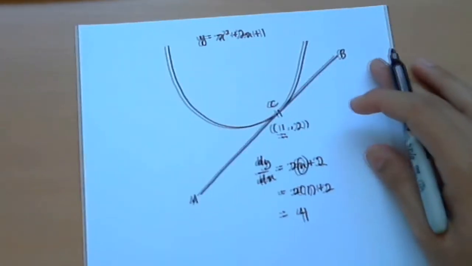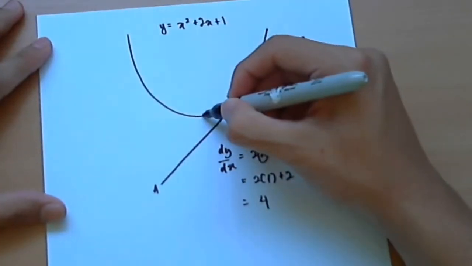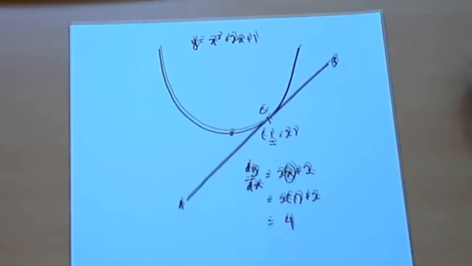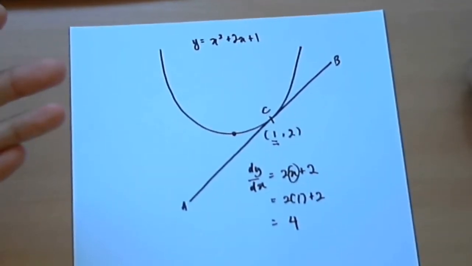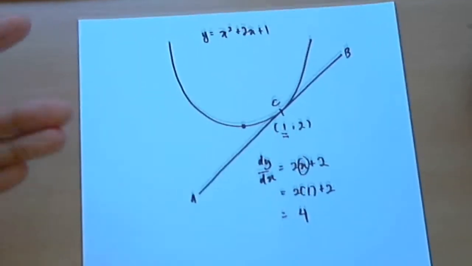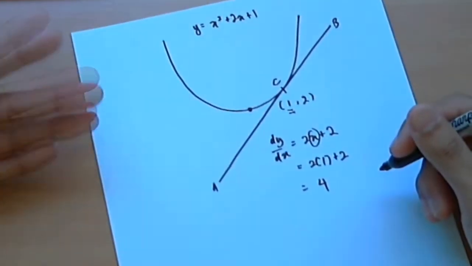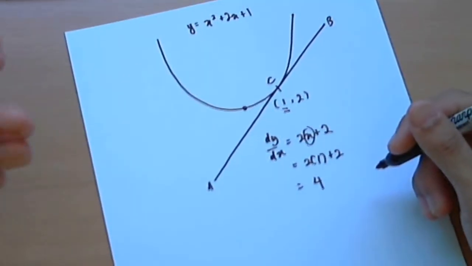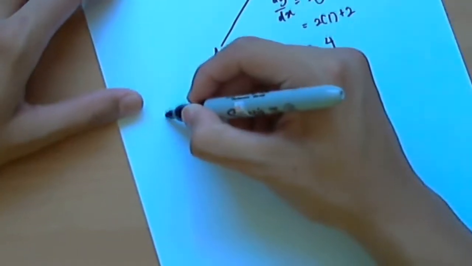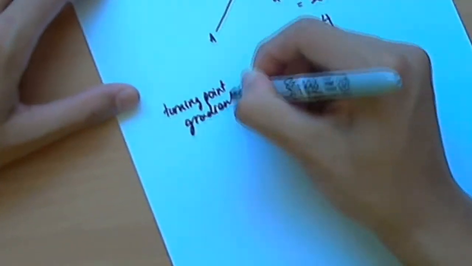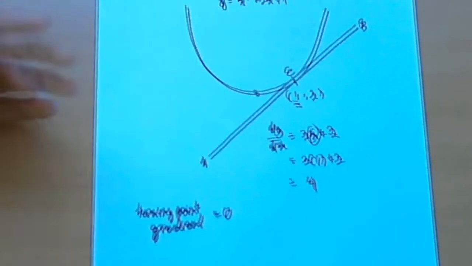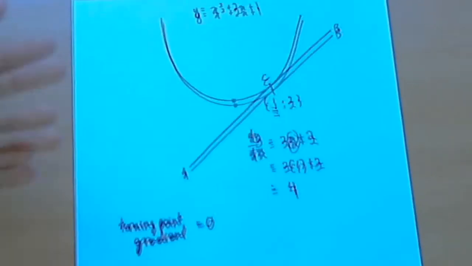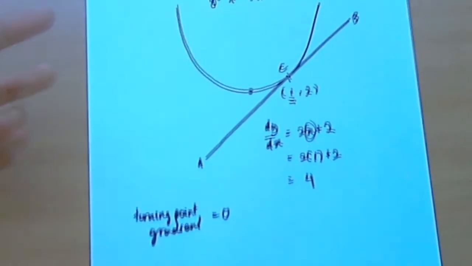Next, we have the turning point of the curve, which is over here. Now keep in mind that the gradient of a curve at the turning point is always equal to 0. Regardless of maximum or minimum, it's always 0. So I'm gonna write here. Mostly the question will ask us, find the coordinates of the turning point of the curve.